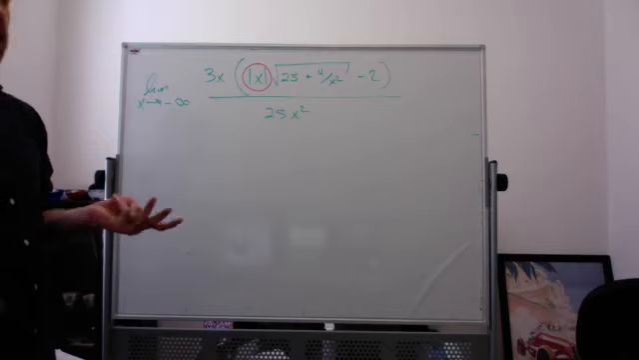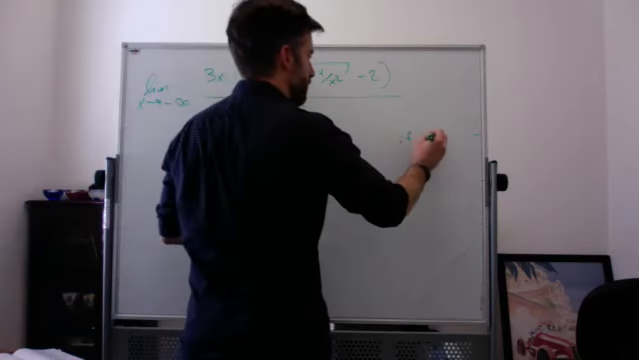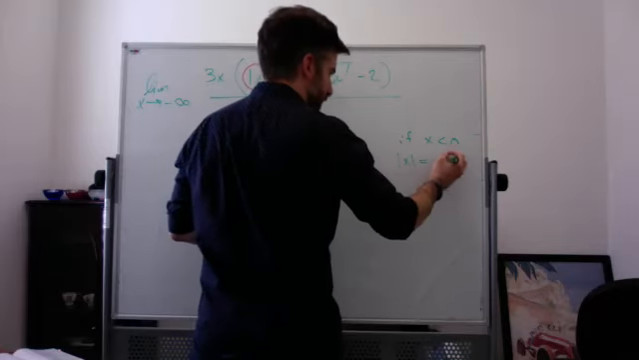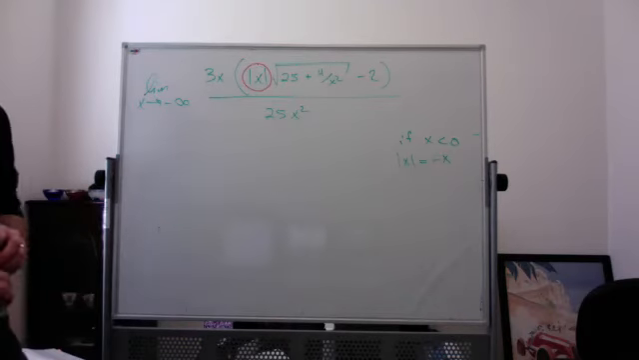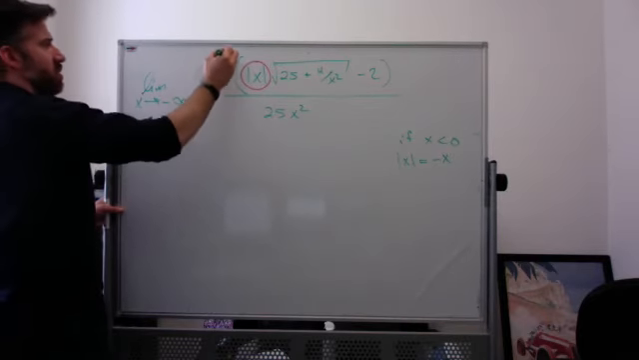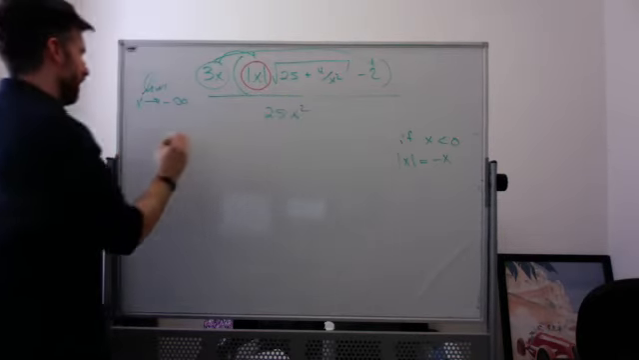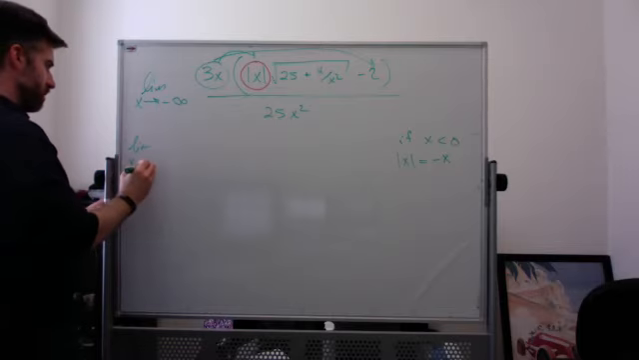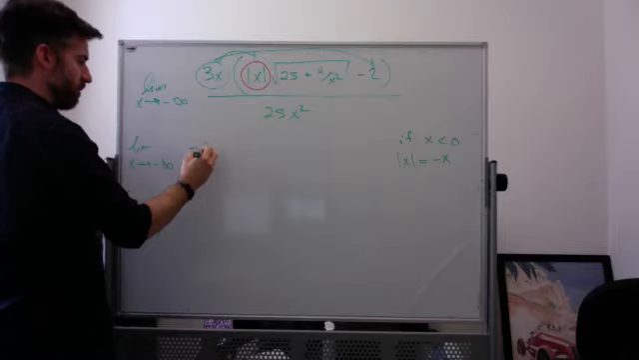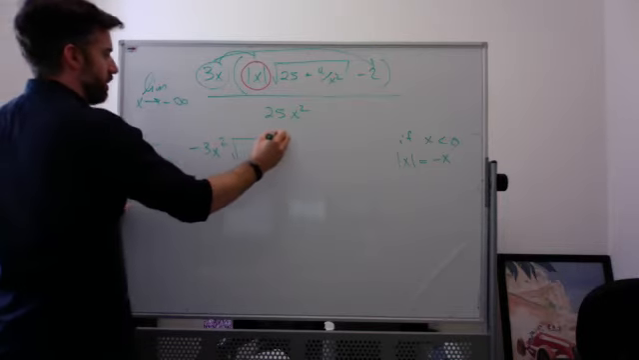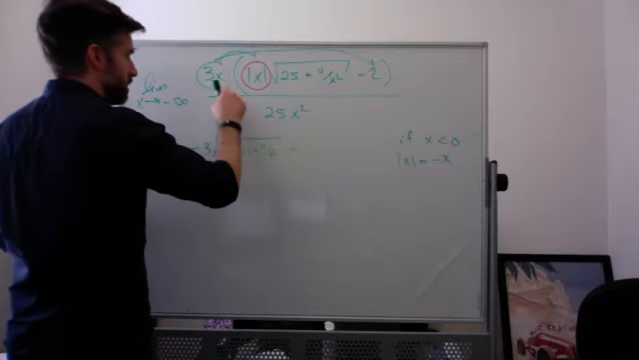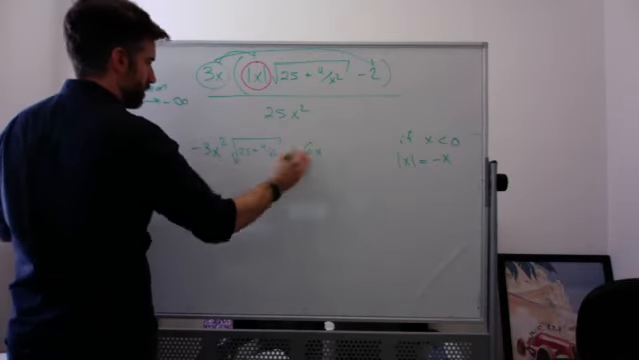And if x is negative, if x is less than 0, then the absolute value of x is negative x. So I'm going to rewrite this, and actually I'm going to distribute this as well. So I have the limit as x goes to negative infinity of 3x times negative x is negative 3x squared times the square root of 25 plus 4 over x squared. Minus 2 times 3x is 6x.